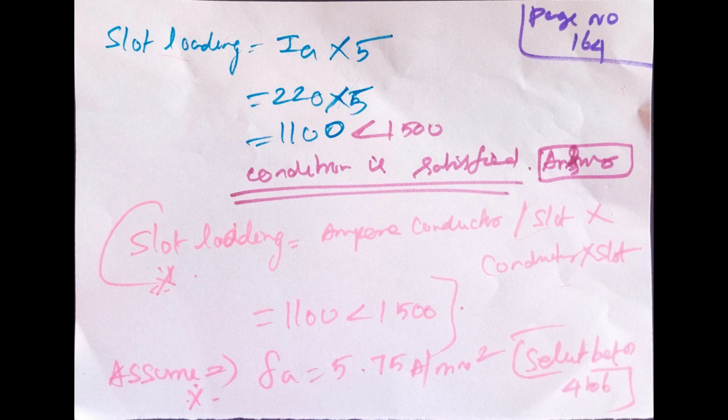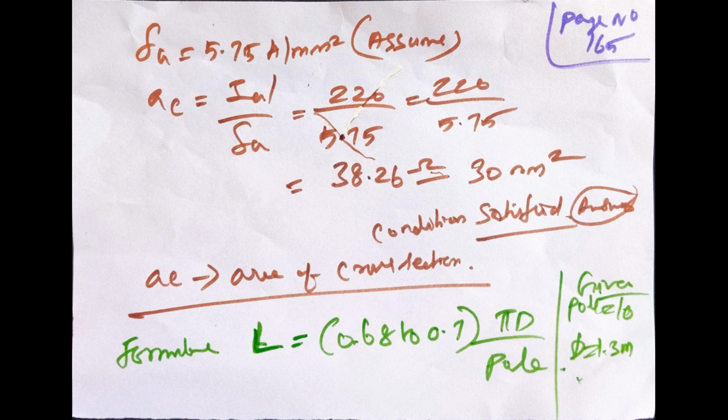Assume del A, the current density, is 5.75 ampere per millimeter square. That is selected between 4 to 6. AC, the area of cross section, is equal to IA dash divided by del A, that is 220 divided by 5.75, which is 38.26, approximately 30 millimeter square. Condition satisfied. AC is the area of cross section.